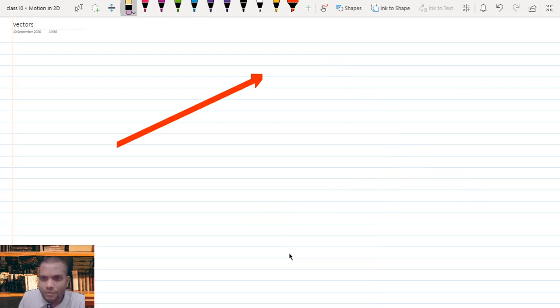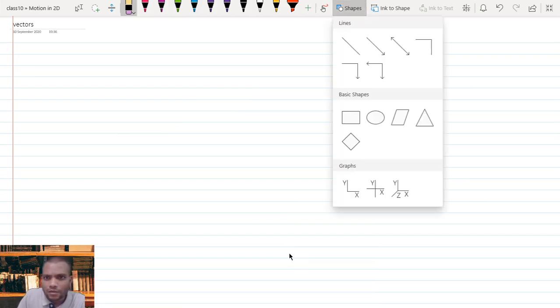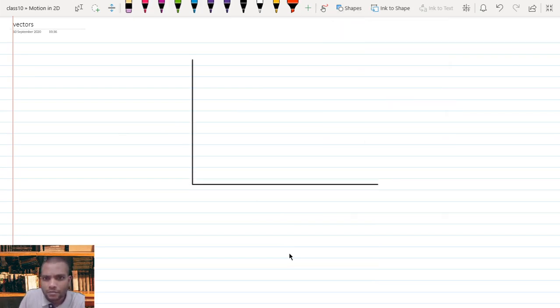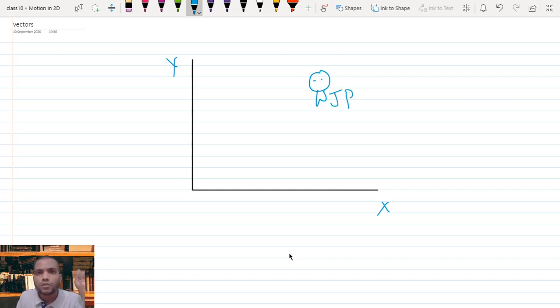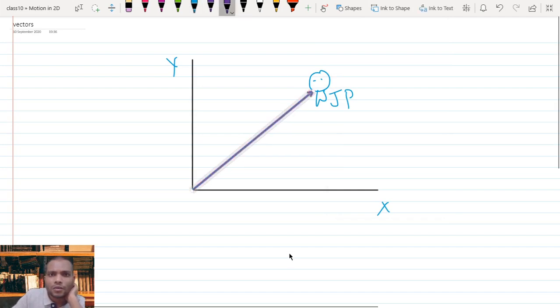Now let us learn different types of vectors. First one is known as position vector. Suppose this is a coordinate axis, x and y. Suppose I am here. To locate my position, with the help of the axes, we draw a vector with respect to the origin. So the vector shows the location.